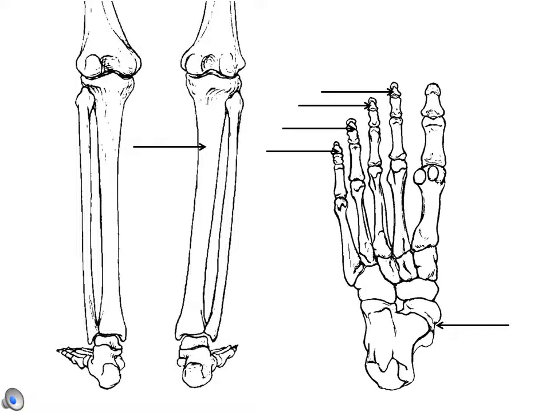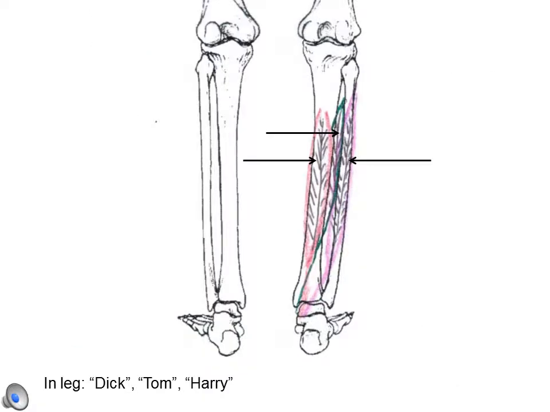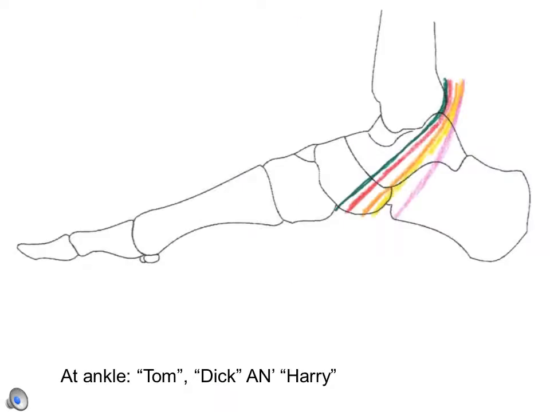Pause the lecture to draw in the attachments and muscle belly of flexor digitorum longus. How does your drawing compare? When looking at the muscles in the leg, the order in which they go from lateral to medial is Dick, Tom, Harry. As the tendons course around the medial malleolus, the order changes to Tom, Dick, and Harry.